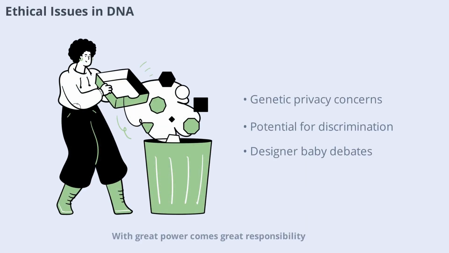With great power comes great responsibility. The ability to read and edit DNA raises important ethical questions. Who owns genetic information? How should it be used? Issues like genetic privacy, discrimination, and designer babies are hot topics in society. It's important to balance scientific progress with respect for individual rights.